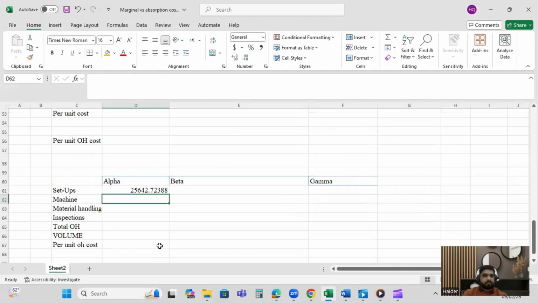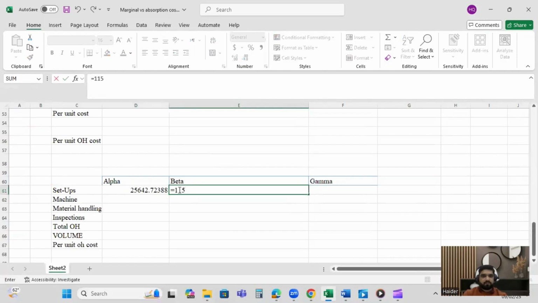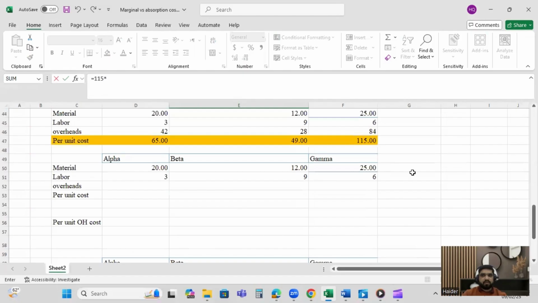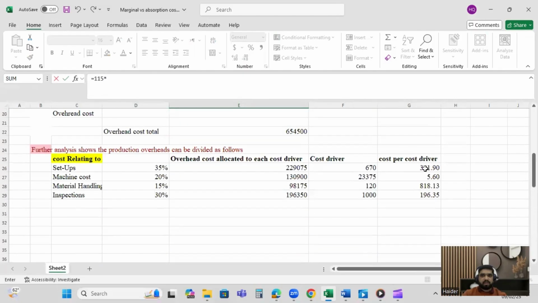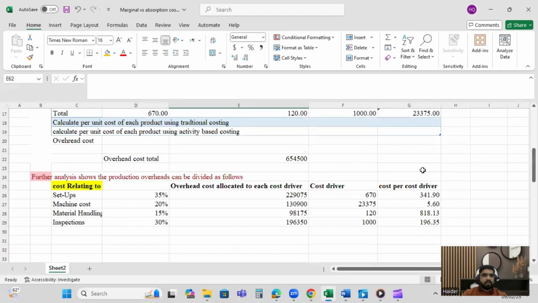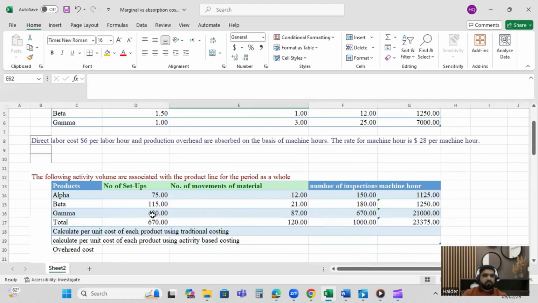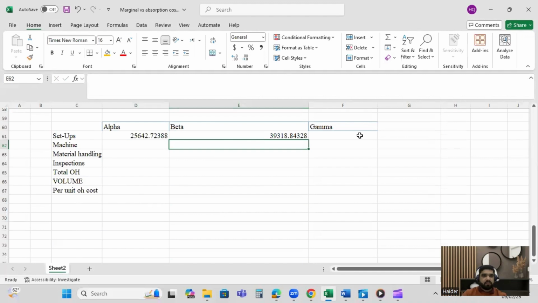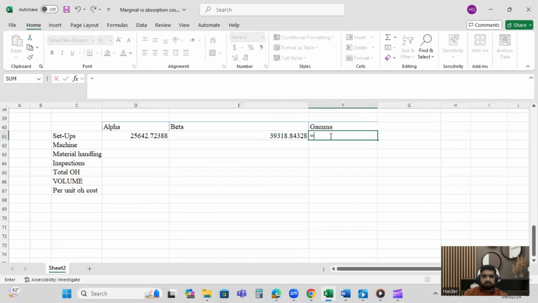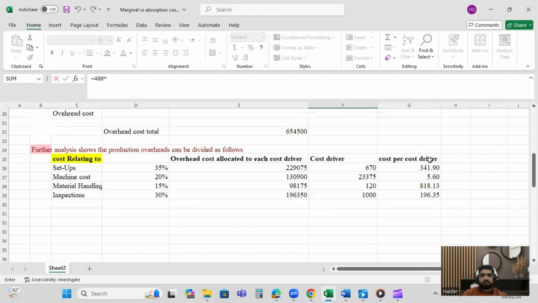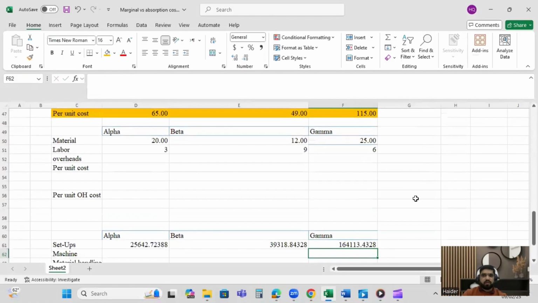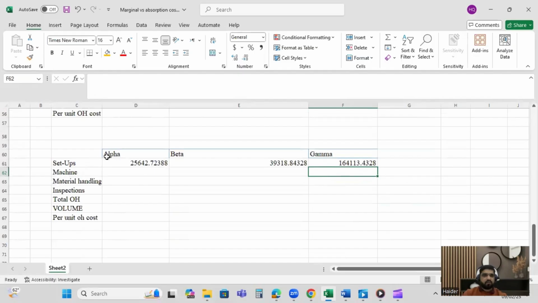Enter. For beta, how many setups? 115 times the cost of each setup, 341.90. Just to confirm, how many setups are there? 480 setups for gamma. You can see here, 480. So product gamma is 480 setups times the cost of each setup. That's the activity-based costing. We have just done it. So that's the cost of each product based on setups.